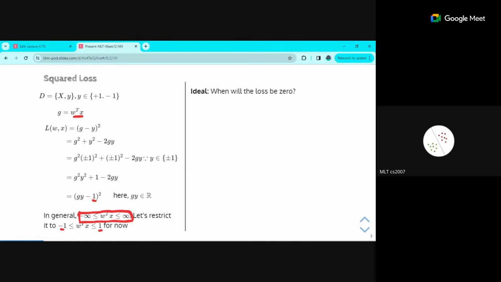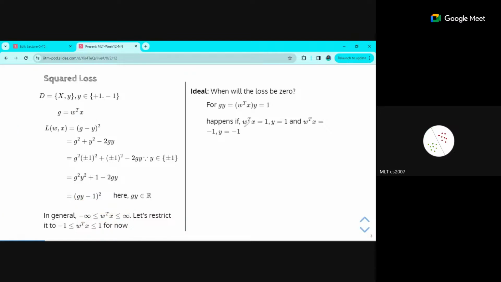So the obvious question is, when do I get zero loss? For what value of all these terms? The answer is very trivial. If I have this term equal to 1, then my loss is exactly 0. So what is the meaning that this term is equal to 1? Let's look in detail. All the predictions are right.